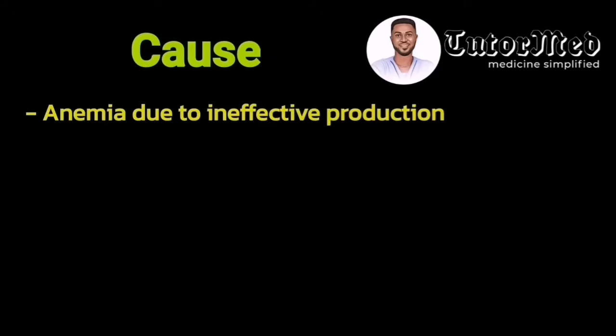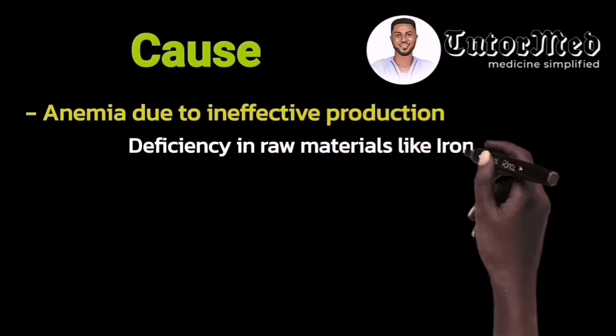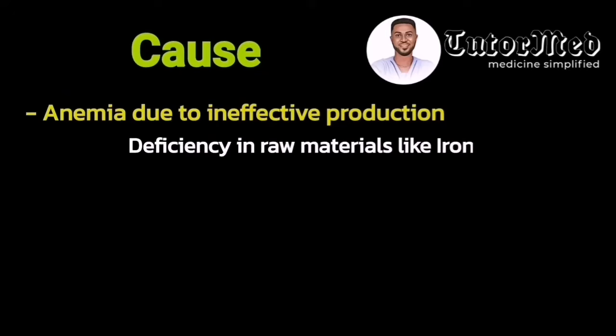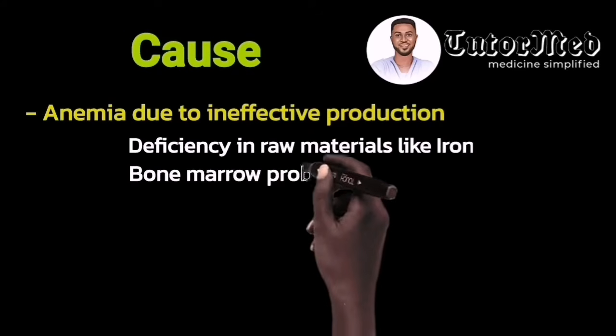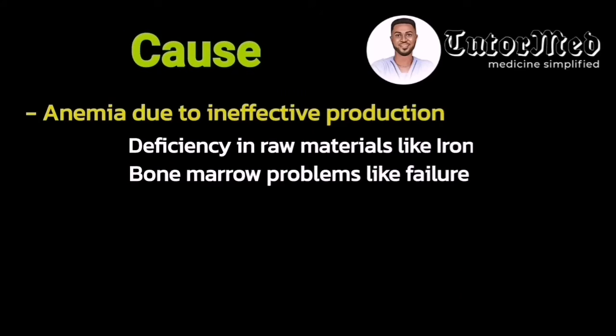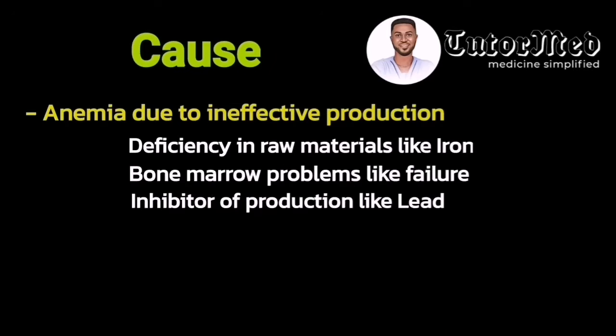So here, it could be due to deficiency in the raw materials used in the production, like iron deficiency. Or it could be due to the fact that the site of production has a problem, and so bone marrow failure. It could also be due to the fact that the bone marrow is working, there are raw materials, but there are inhibitors of production in the system, like lead poisoning.